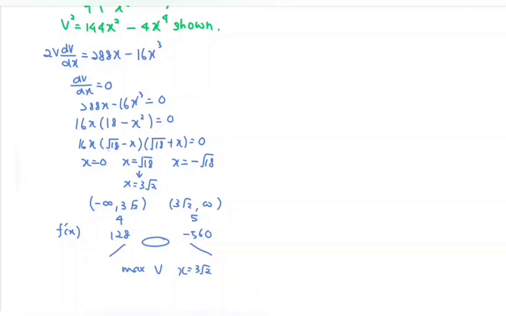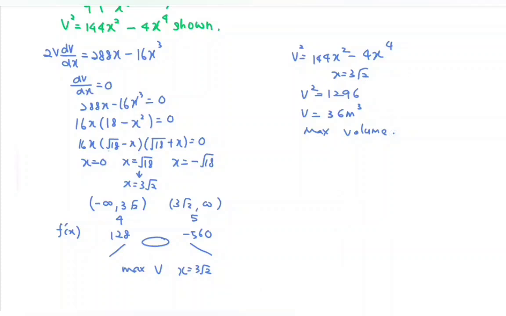Next is to find the volume. So v squared is equal to 144x squared minus 4x to the power 4. If x equals 3√2, then v squared is 1296 and then v is 36 meter cube. So that will be the maximum volume for the pyramid.